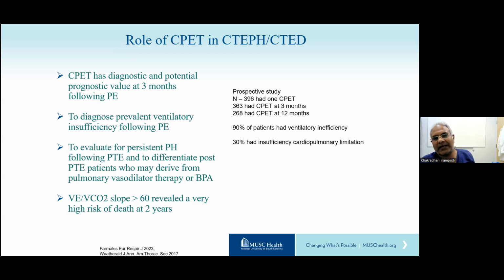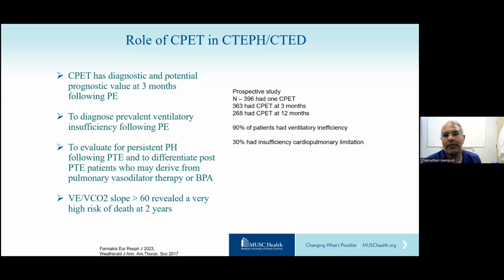Now, in this prospective study that was conducted in one of the centers, 396 patients had at least one CPET test done, and 363 patients had CPET at 3 months. Of them, 268 also had repeat CPET at 12 months. It's important to understand that 90% of the patients had ventilatory inefficiency following an episode of pulmonary embolism, and 30% of them had insufficient cardiopulmonary limitations.